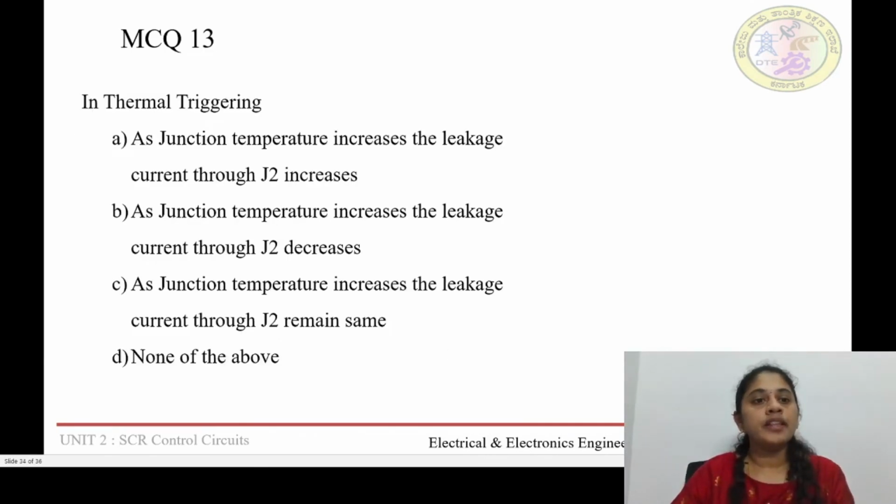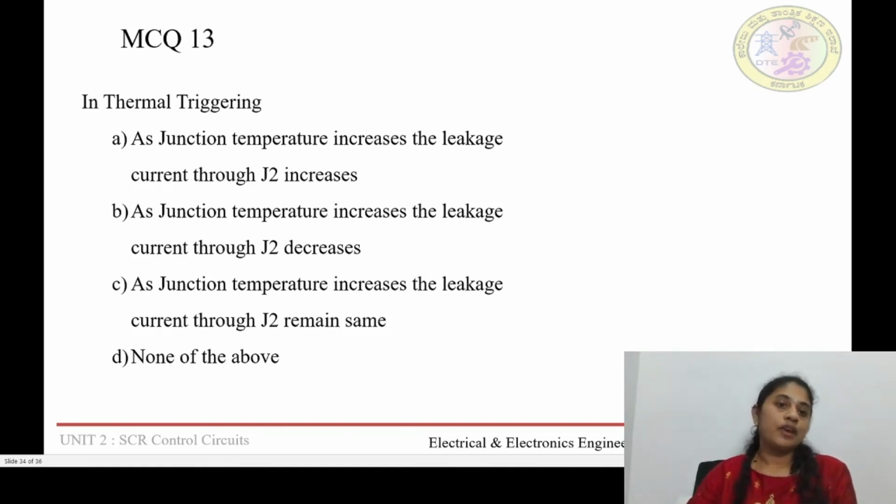Next question, in thermal triggering, option A, as junction temperature increases, the leakage current through junction J2 increases. Option B, as junction temperature increases, the leakage current through J2 decreases. Option C, as junction temperature increases, leakage current through J2 remains same. Option D, none of the above.